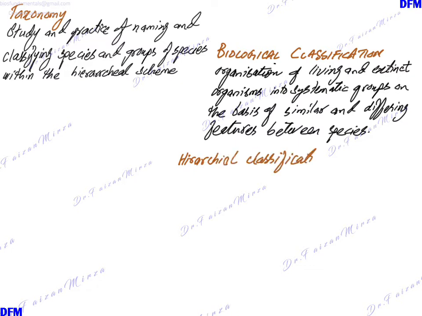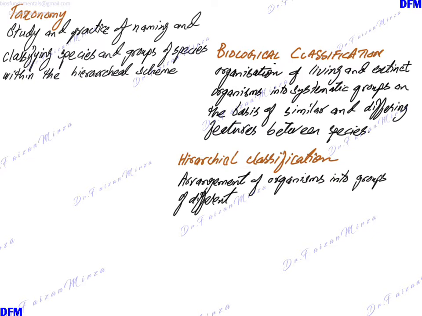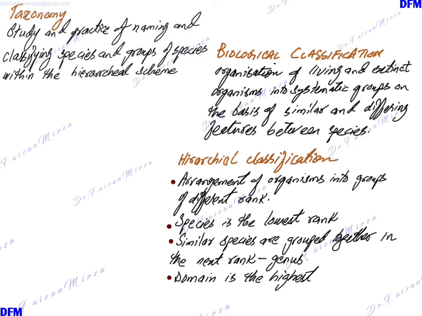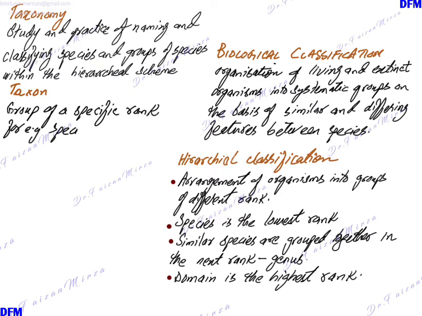What's a hierarchical classification? A hierarchical classification is an arrangement of organisms into groups of different ranks. For example, species is the lowest rank. Similar species are all grouped together in the next rank, which is called genus. Domain is the highest of all the ranks in this hierarchy. What's taxon? Taxon is a group of a specific rank. For example, species is a certain taxon, genus is a separate taxon as well.